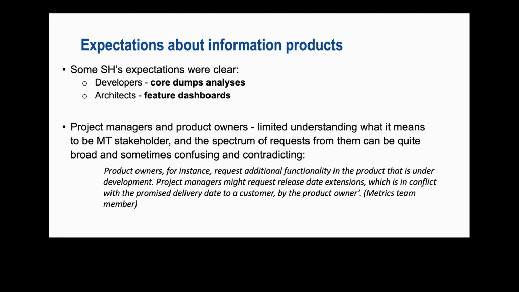Second, expectations about information products. For some categories of stakeholders, it was quite clear: these are the products. For example, architects often expect feature dashboards. But for other stakeholder categories, it was more difficult because they have a limited understanding of what it means to be a metrics team stakeholder. So the spectrum of requests can be quite broad. It means that it takes longer to understand the requests and, of course, to meet the expectations.